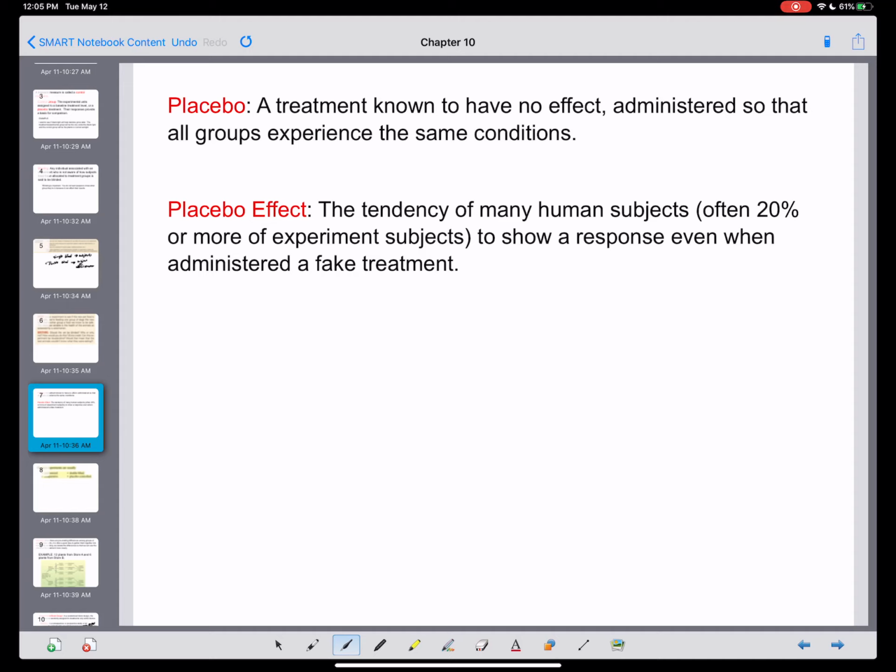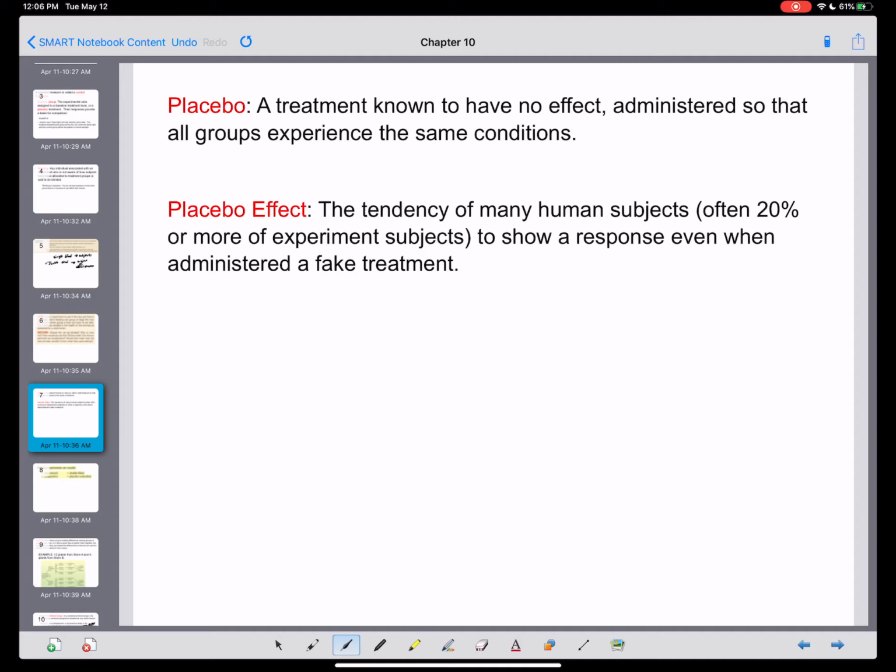Placebo effect: the tendency of many human subjects, often 20% or more, to show a response even to a placebo. You guys hopefully have heard of it. It's essentially the idea that although you have a placebo, you don't know it's a placebo, so you think it's working. Like, oh, you're taking a Tylenol, oh, my headache's gone. Well, no, it's a sugar pill, right? It shouldn't really do anything, but your mind tricks you into thinking that it is doing something. That's the idea of a placebo effect.